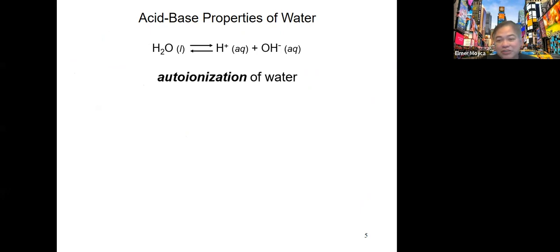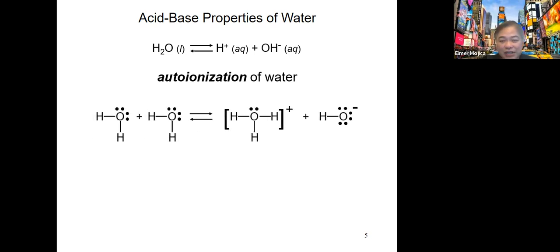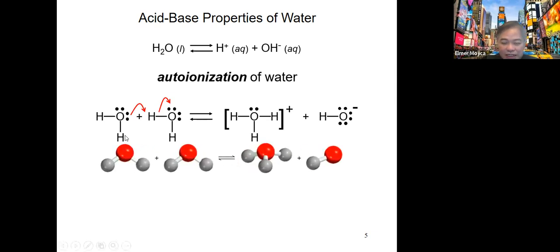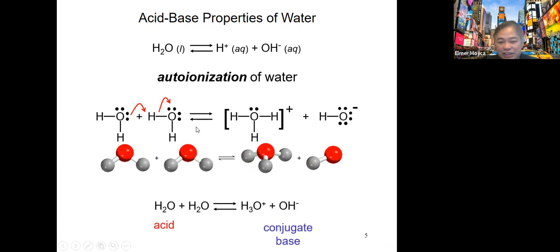Okay? Now, let's look at the unique property of water. Water is what they call a universal solvent, and it's a unique solvent. What makes it unique is it can act as an acid and a base. So if you have water reacting with another water, one of them can donate a hydrogen, while the other one accepts a hydrogen. So one would act as an acid, producing the hydroxide, which is the conjugate base, and the other one would act as a base, producing the conjugate acid.